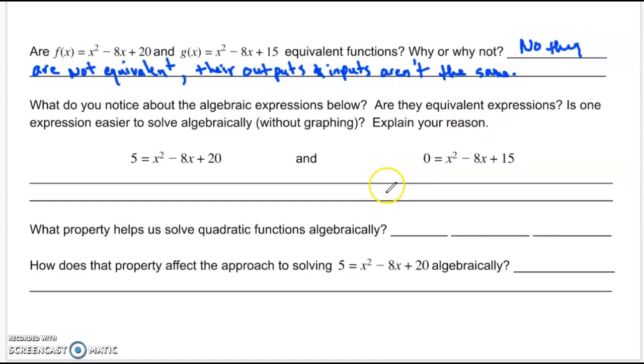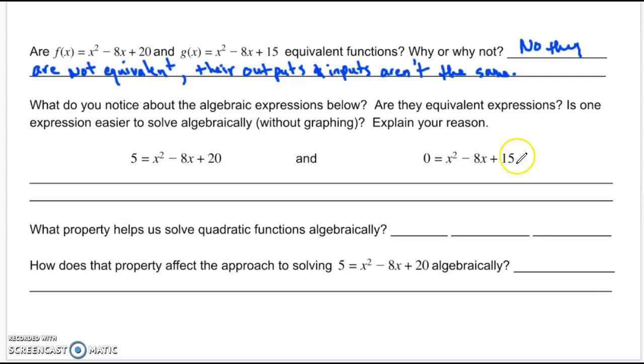Are they equivalent expressions? Is one expression easier to solve algebraically without graphing? Explain your reasoning. All right, so it looks like right here we've got 5 equals x squared minus 8x plus 20. And we also have 0 equals x squared minus 8x plus 15. Well, what do you guys think? Is there one that you know how to solve?